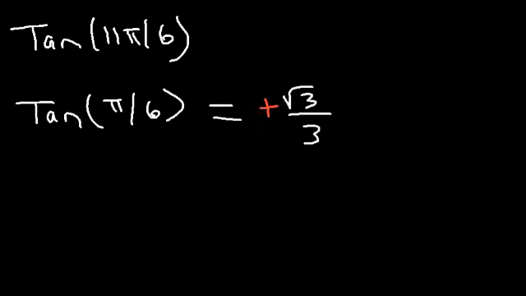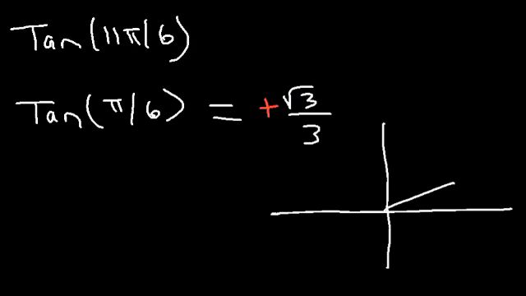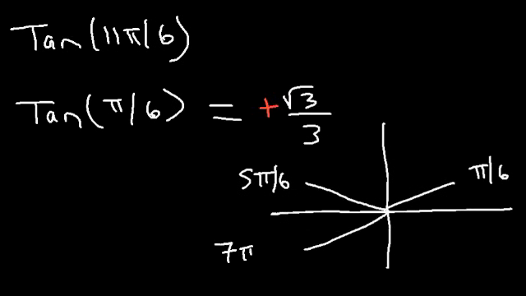Now 11 pi over 6, you need to know that this is in quadrant 4. 1 pi over 6 is quadrant 1, that's 30 degrees. 5 pi over 6 is 150, that's in quadrant 2. 7 pi over 6 is 210. So if you remember, pi over 6 is 30, 5 pi over 6 is 5 times 30, which is 150. 7 pi over 6 is 7 times 30, that's 210. 11 pi over 6, which is in quadrant 4, that's 11 times 30, which is 330.